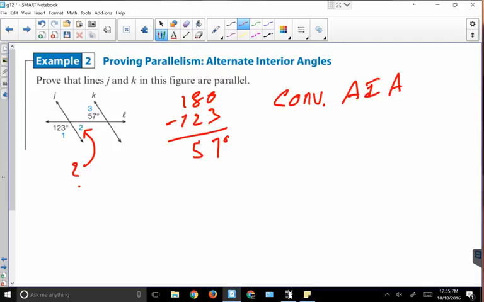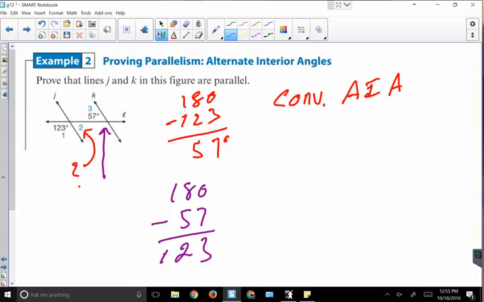Could I have done this another way? What happens if I would have decided that, you know what, I want to use corresponding angles? Could I have found out what this angle here was going to be? Yeah, because that would just simply be 180 minus 57, which turns out to be 123, right? And 123 is here, 123 is there. Therefore, corresponding angles are congruent, must be parallel.